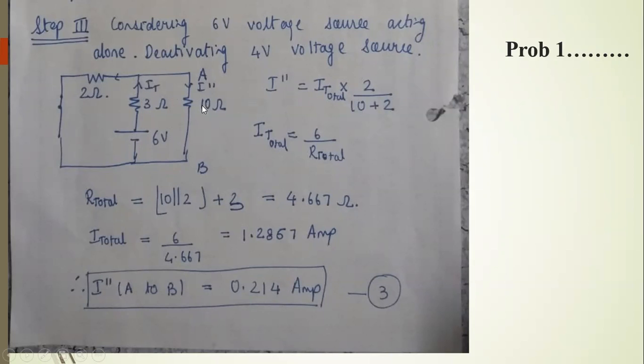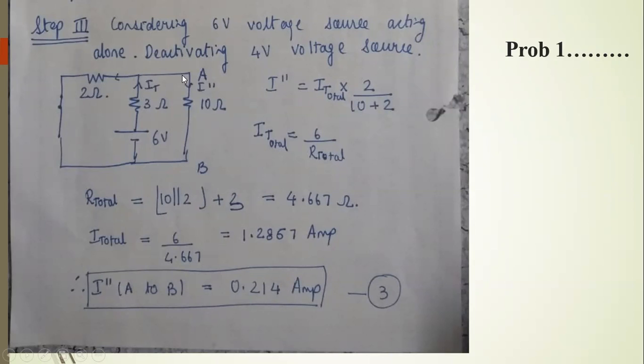So now I double dash will be again what? It will be the total current multiplied by the resistance of the opposite branch, meaning the parallel branch, which is the 2 ohm, upon 10 plus 2. Again, in this step also the current division rule is applied. So first we need to calculate I total. I total will be 6 divided by the resistance of the total circuit. It will be what? 10 in parallel with 2, and the parallel combination in series with the 3 ohm resistor. So here we can obtain I total. After obtaining I total, we'll be obtaining I double dash.